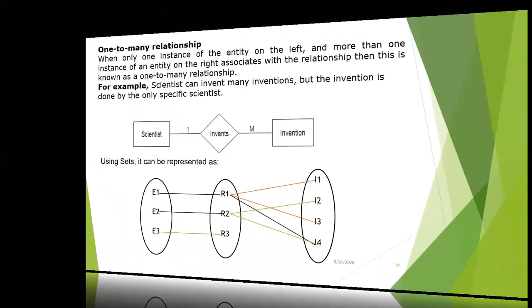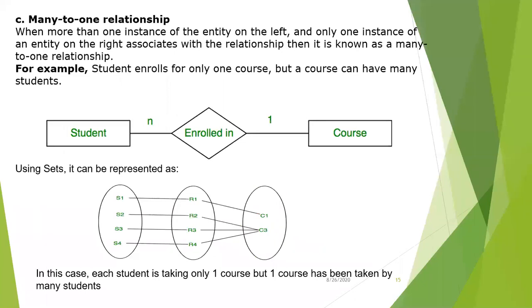Very important, the next one: many-to-one relationship. When there is more than one instance of the entity on the left, and only one instance of an entity on the right associates with the relationship, it is known as a many-to-one relationship.